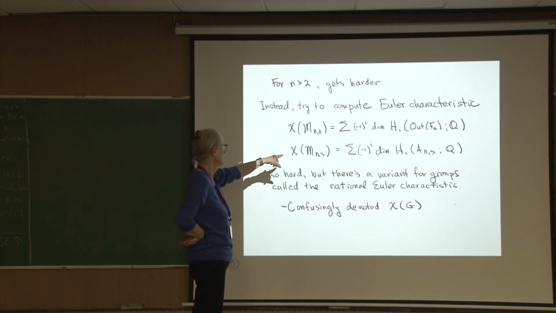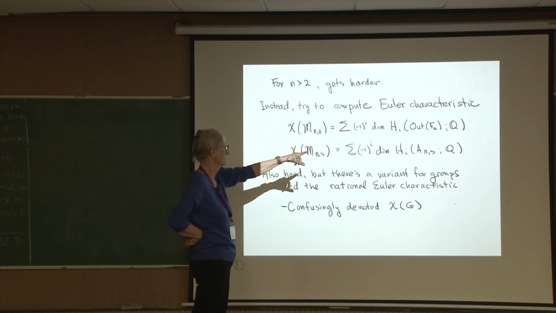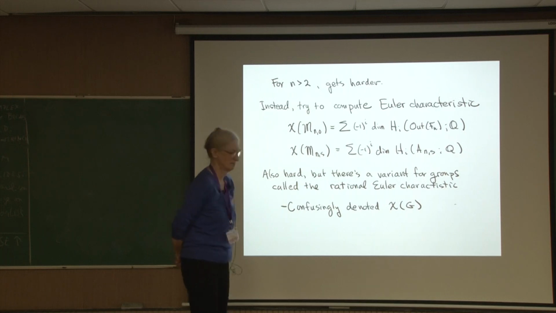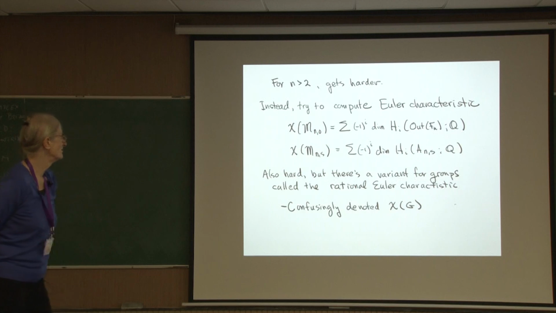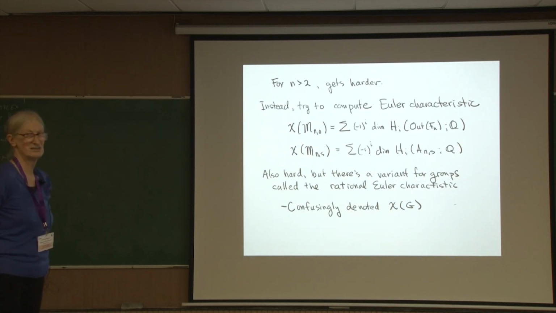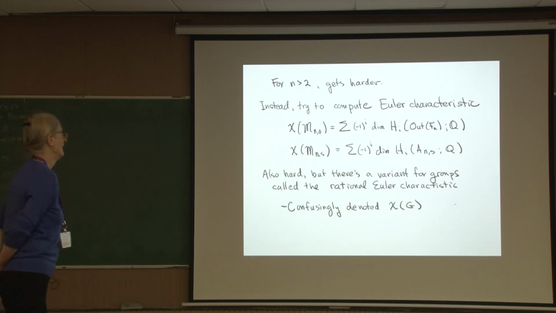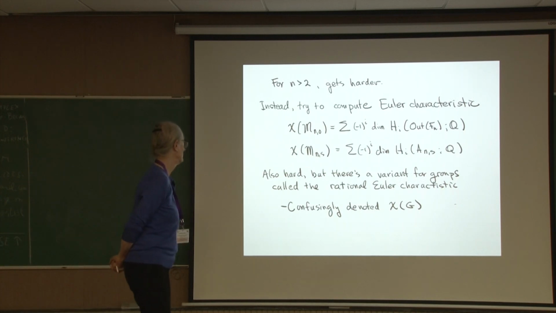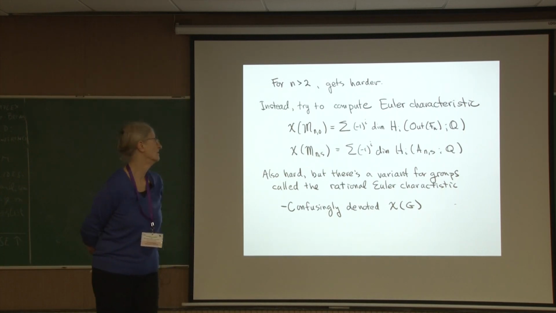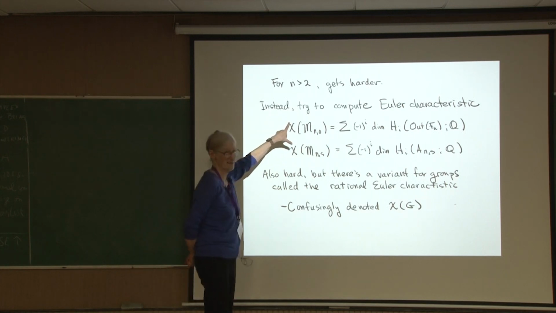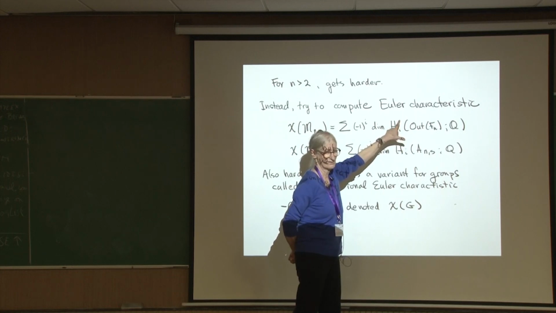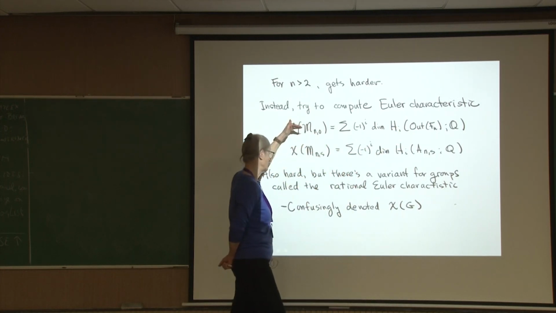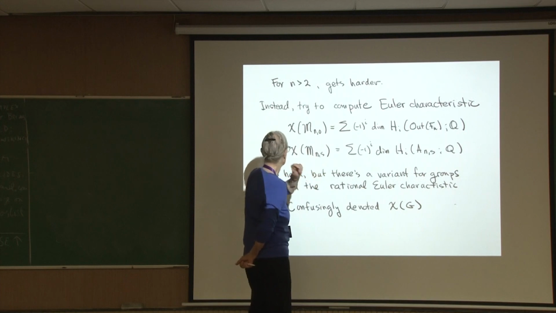And if you've got leaves, it's minus the sum of (-1)^i times the dimension of H_i of Out(Fn) or A_S. So it turns out that the alternating sum of the homologies is not so easy to compute either. However, there's a variant for groups. I mean, we're talking about the Euler characteristic of spaces, but we've identified these spaces with certain groups.